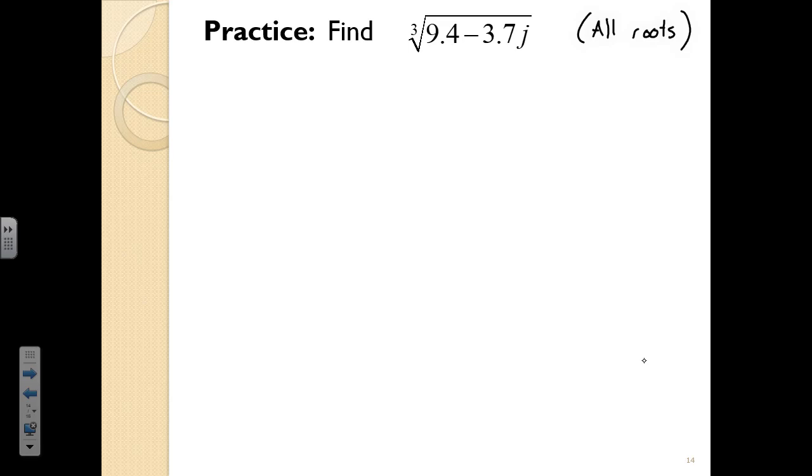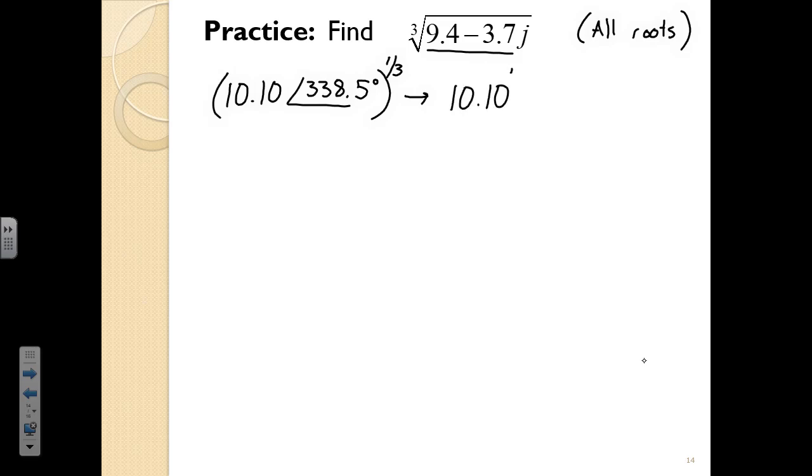Okay, here we go. I'm going to trust that you could turn this into polar form. That is the same as 10.10 at 338.5 degrees. That's clearly in the fourth quadrant, and that's going to be raised to the 1/3 power. Now that it's in polar form, we can apply de Moivre's theorem and say that that is 10.10 to the 1/3 power at a direction of 1/3 times 338.5 degrees.